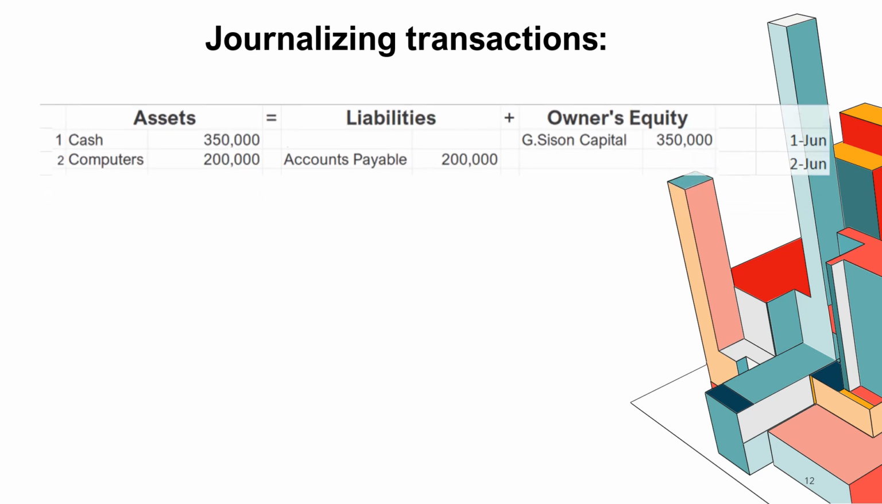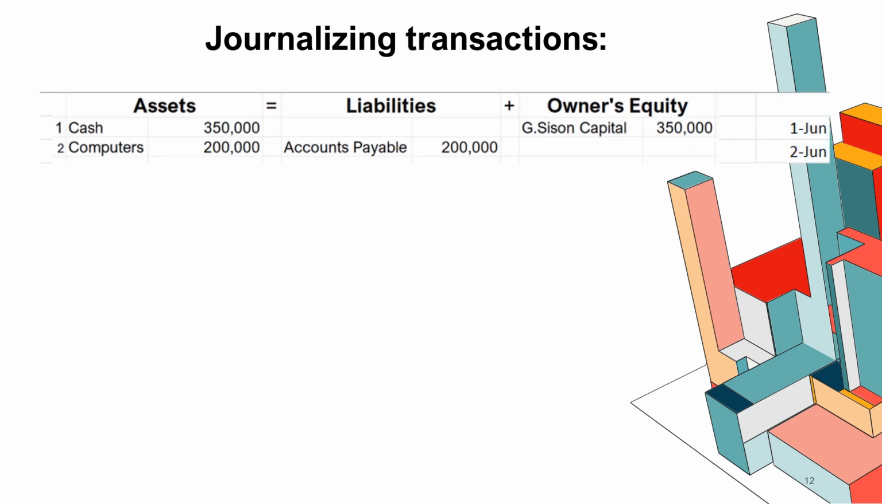And this is how we journalize transactions. I lifted the first two transactions in our previous slide. This is actually our output in our previous discussion. I just lifted the first two transactions. This is the business of G Season, and she had June 1 and June 2 transactions. And our task for this session is to record this in the journal.